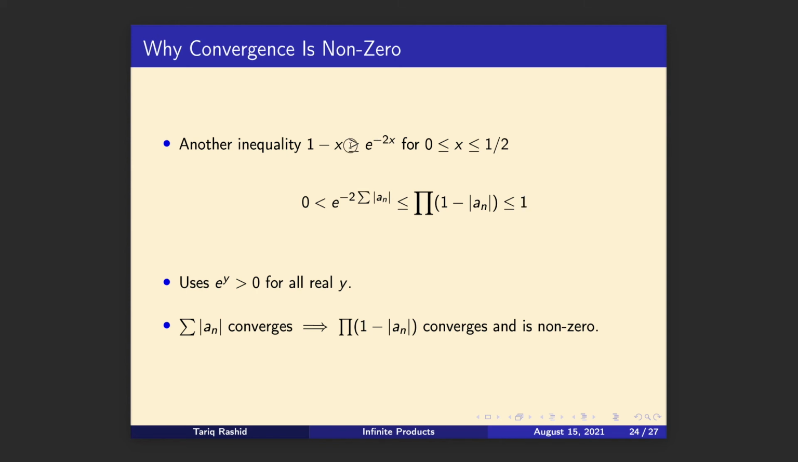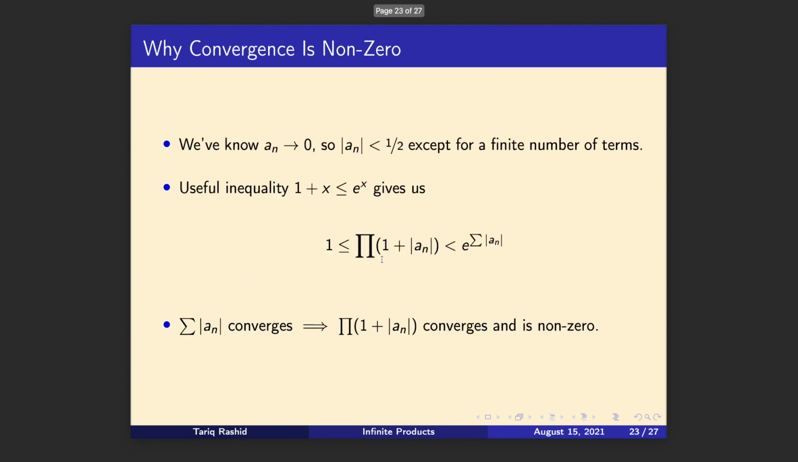But according to this inequality, it's going to be more than or equal to e to the minus 2 times the sum of those a_n. Now e to the power of something is always more than 0. Remember, this is not complex now, this is magnitude. So e to the minus, e to the plus even, e to the anything real is more than 0. So that product is more than 0. If that sum converges, then the product converges and is non-zero.